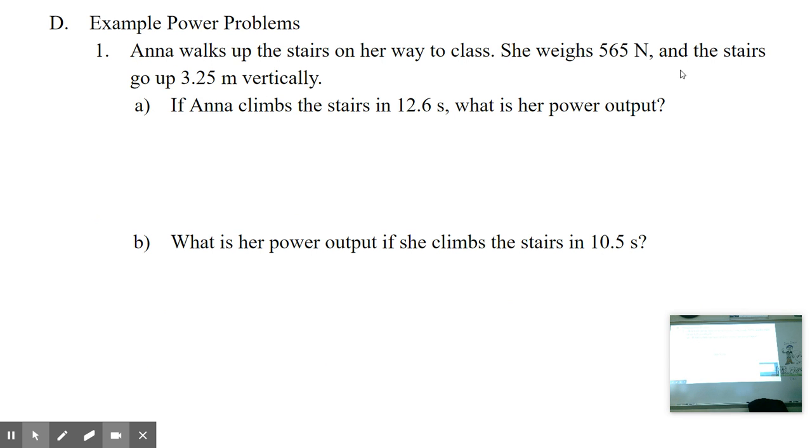All right. Questions. Then we're going to be done with notes for the day. So Anna walks up the stairs on her way to class. She weighs 565 newtons and the stairs go up 3.25 meters vertically. If Anna climbs the stairs in 12.6 seconds, what is her power output?